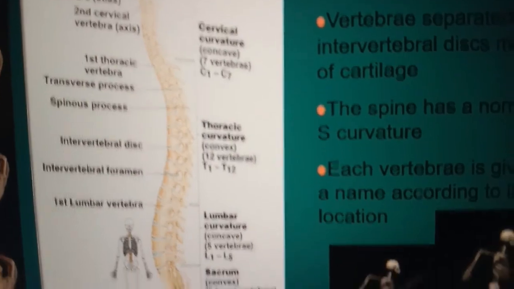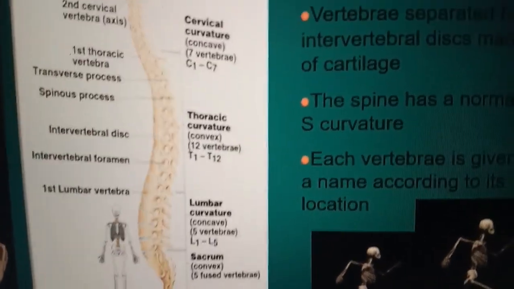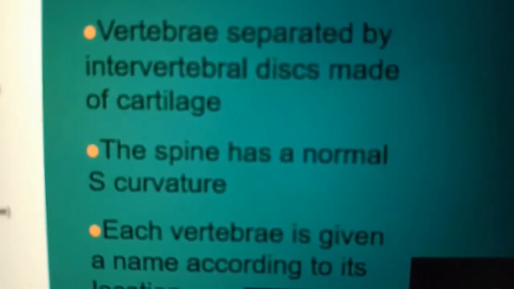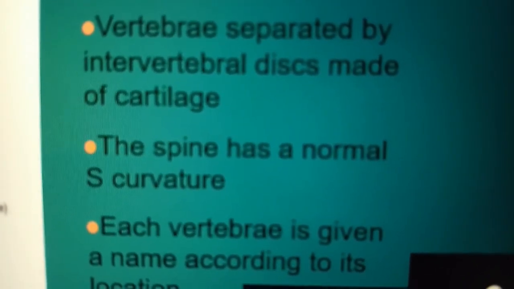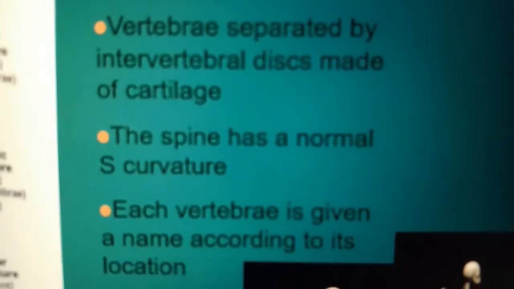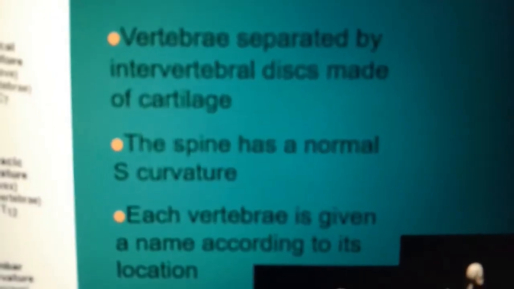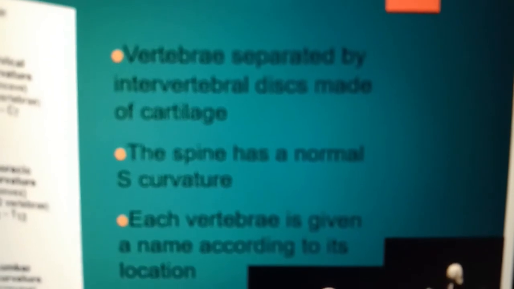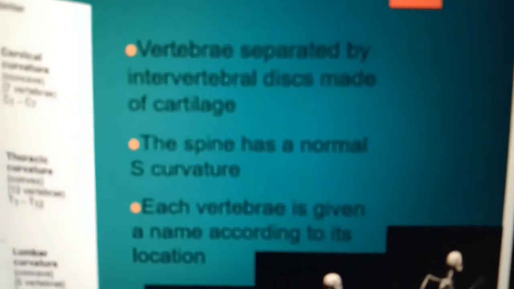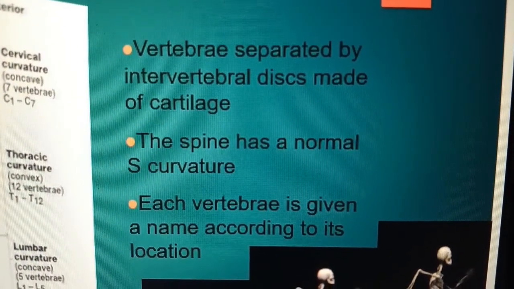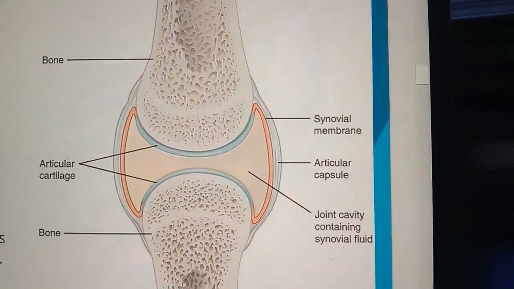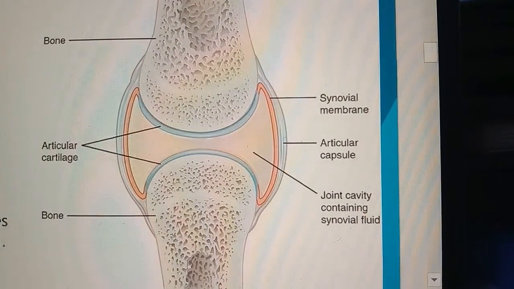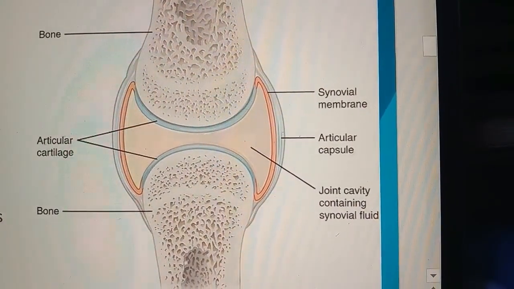So the vertebral column, usually the bone at the back, comprises 7 cervical, 12 thoracic, 5 lumbar, 5 sacral, and 1 coccyx. The vertebrae are separated by intervertebral discs made of cartilage. The joints: these joints or articulations are the place where two bones come together.